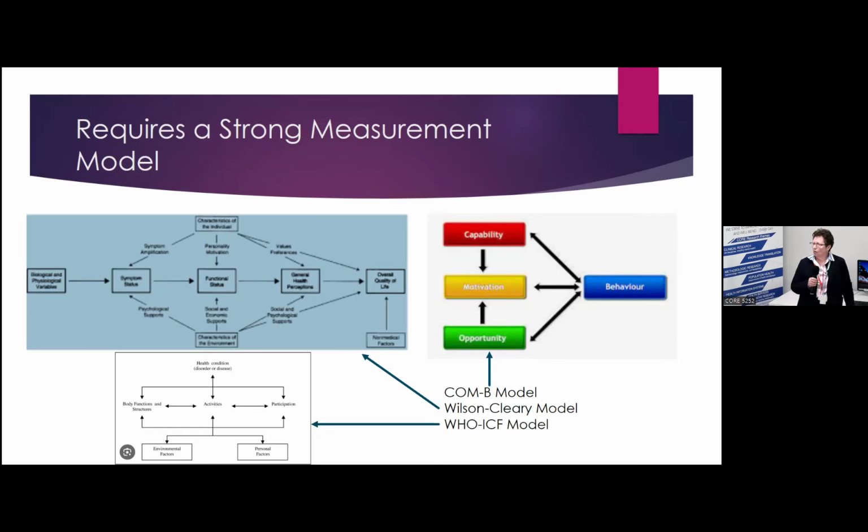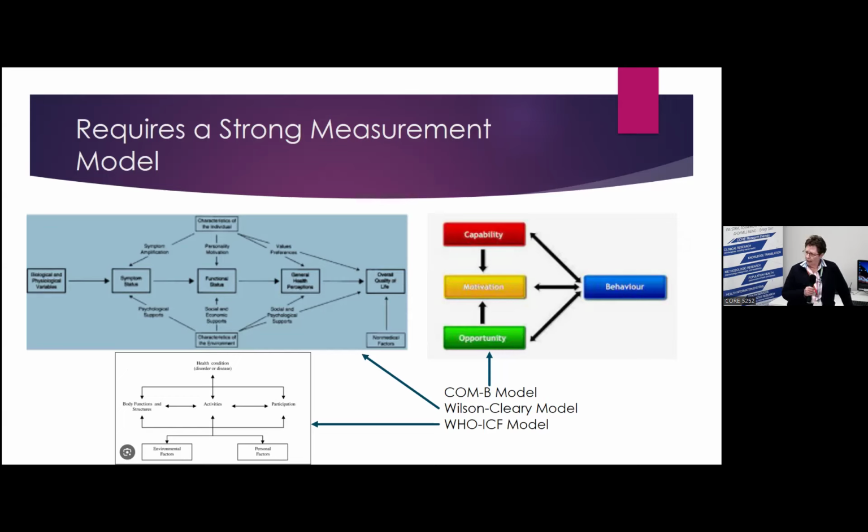In the medical model, the one in blue is the Wilson-Cleary model, published in 1995 by Ira Wilson and Paul Cleary. This was to try and get the medical profession into the health outcomes world. It's widely used and is a good starting point, but it also shows you the complexity of outcomes that you need to measure and also the things that drive the outcome. So for example, characteristics of the individual include things like personality, symptom amplification, values, and preferences.